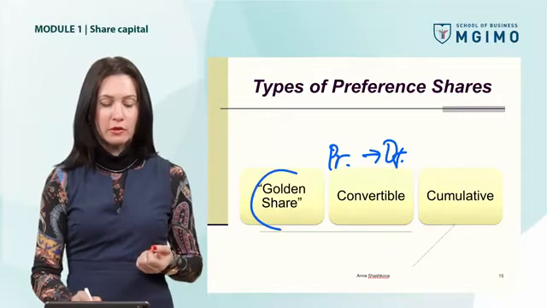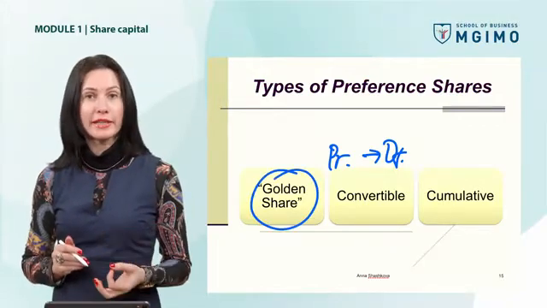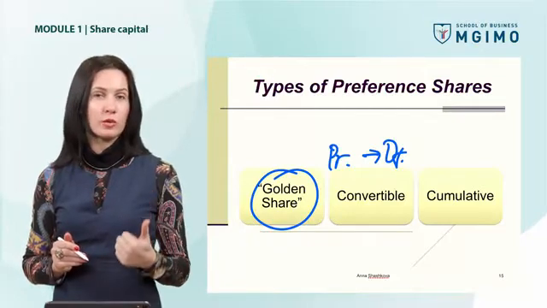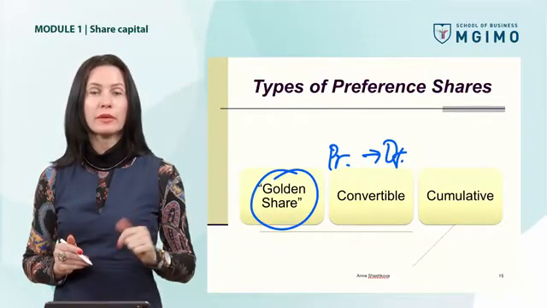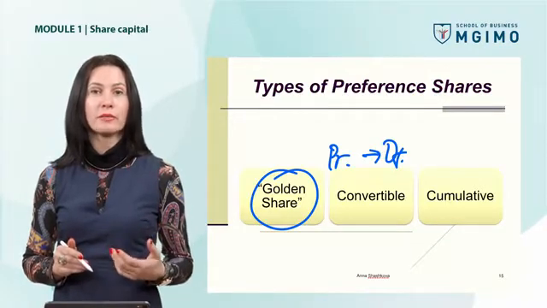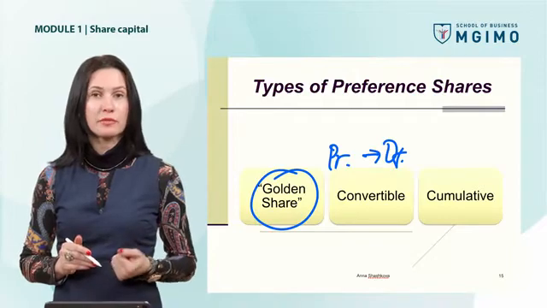When we speak about golden share, we speak about the share of the state in the company. And what is golden here? We speak about veto rights, we speak about presence in the board of directors, we speak about presence if we speak about bankruptcy, for example.